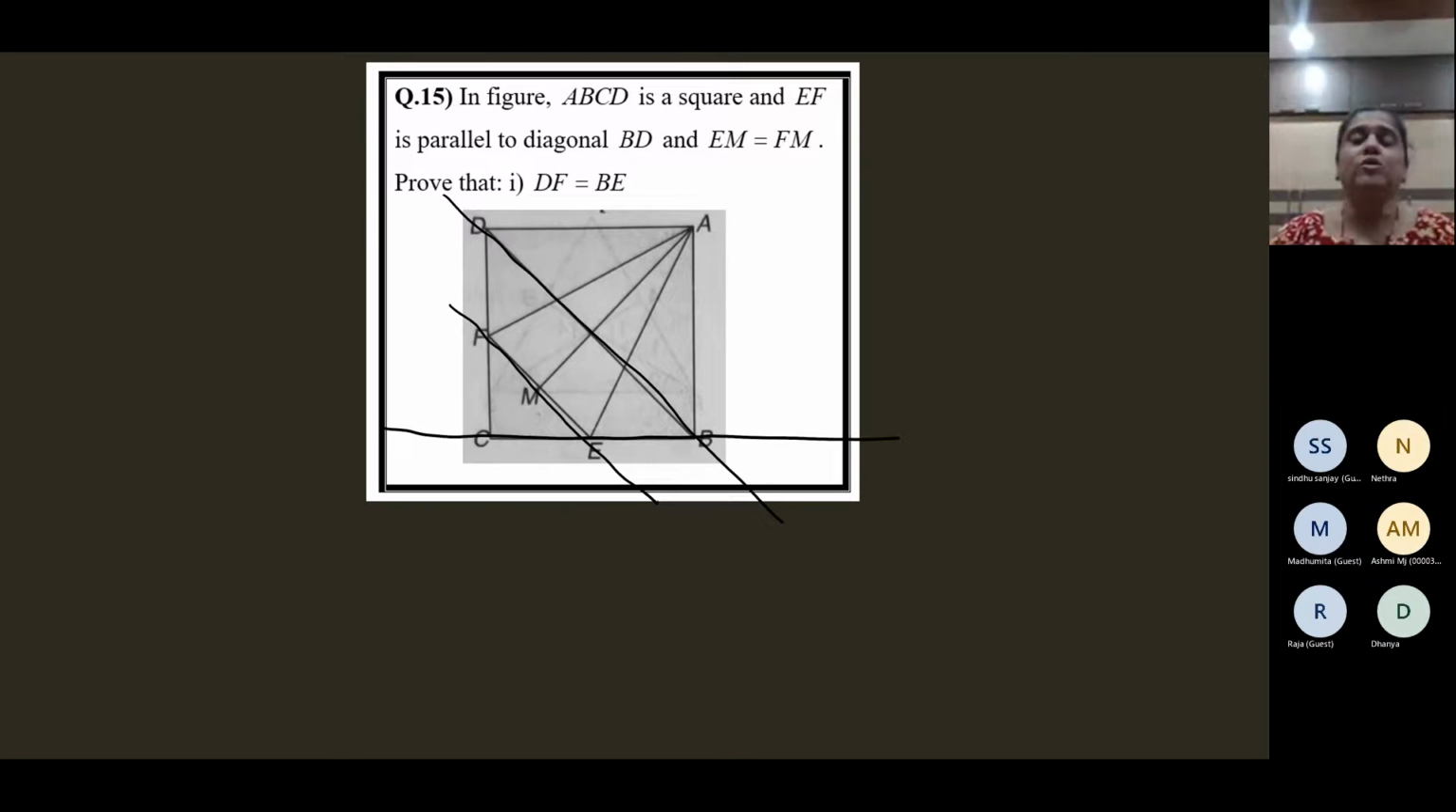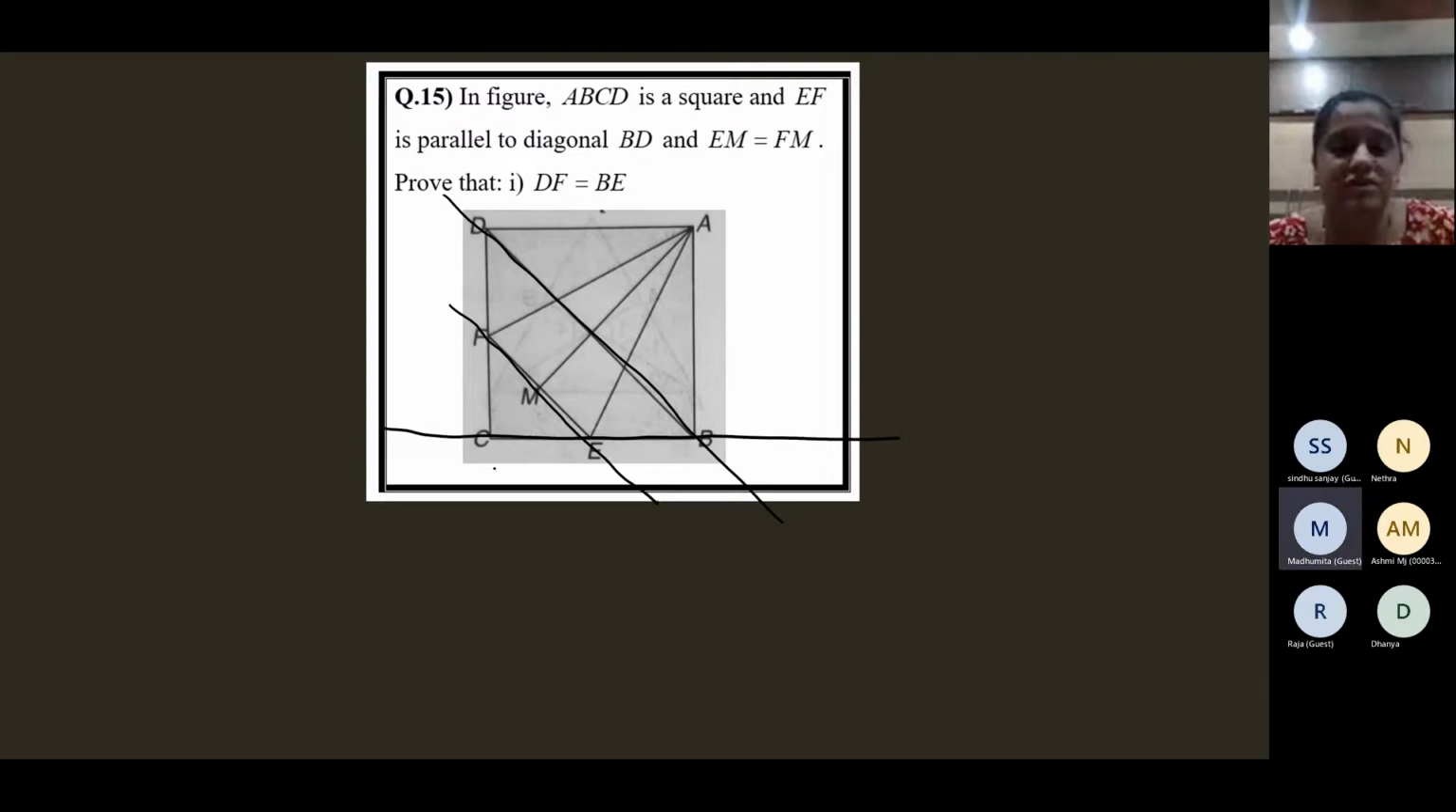So how do you identify a pair of corresponding angles? Corresponding angles are a pair of interior and exterior angles on the same side of the transversal, but they should not form a linear pair.